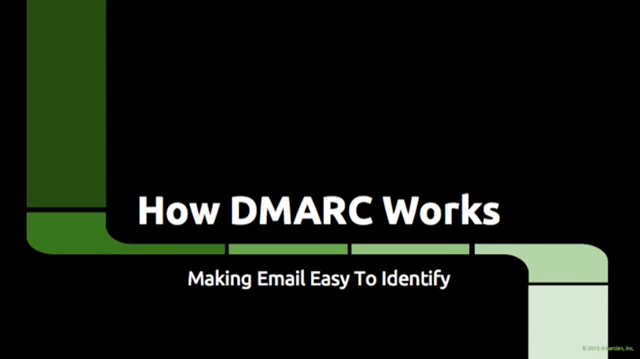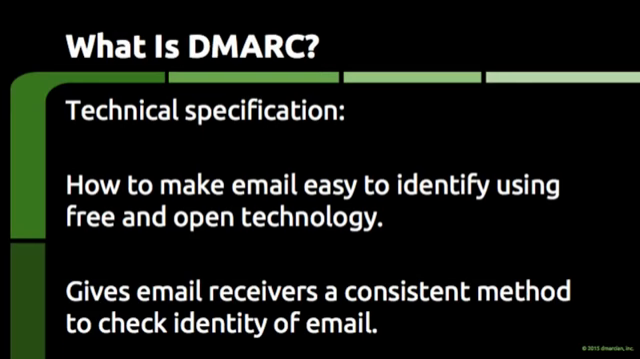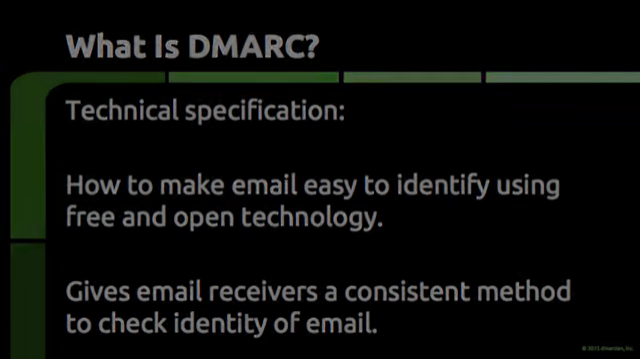This short video describes how DMARC works. DMARC is a technical specification that describes how email senders can make their email easy to identify using existing free and open technologies. DMARC compliant email is very easy to process, and email receivers have embraced DMARC as the common way to figure out the basic identity of an email.